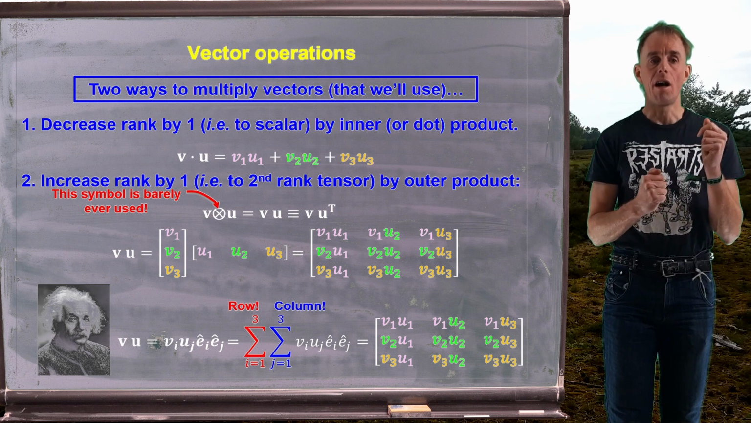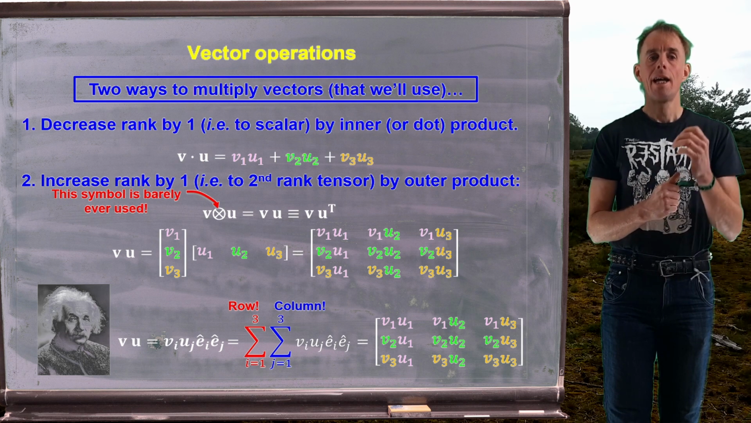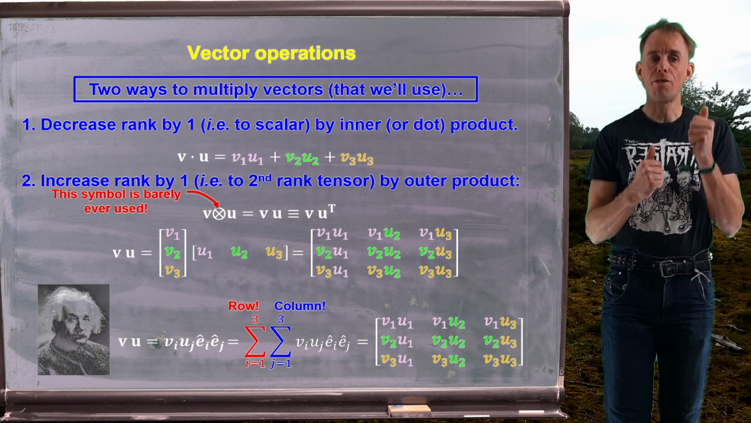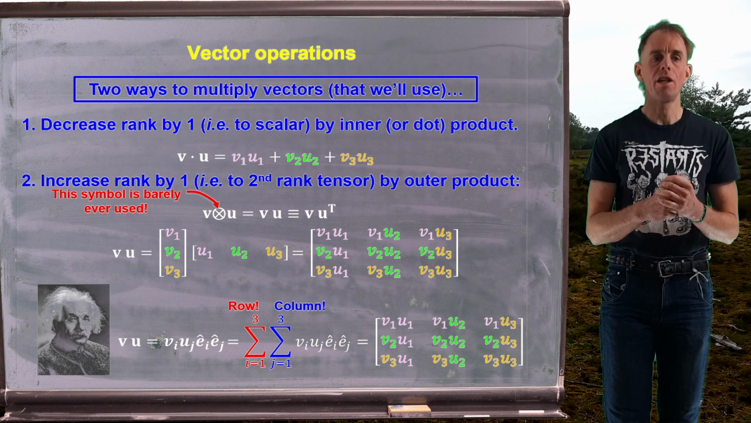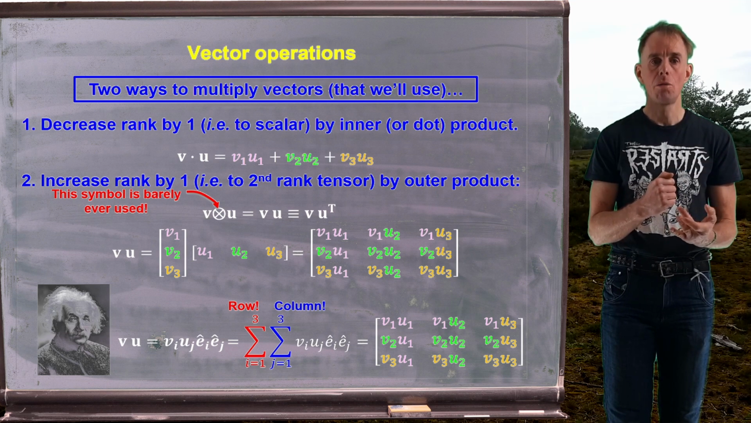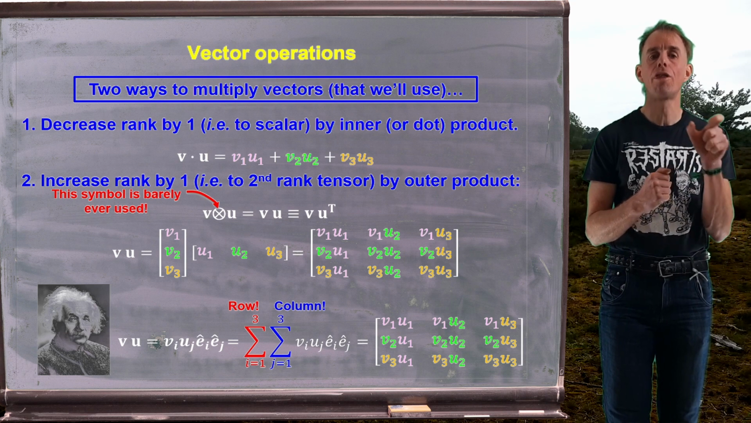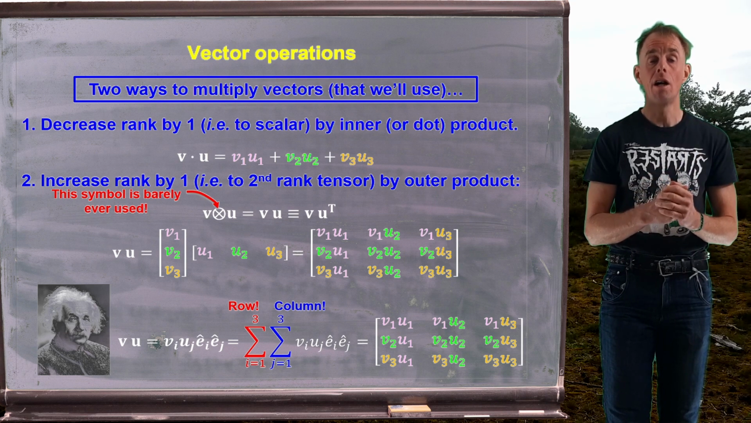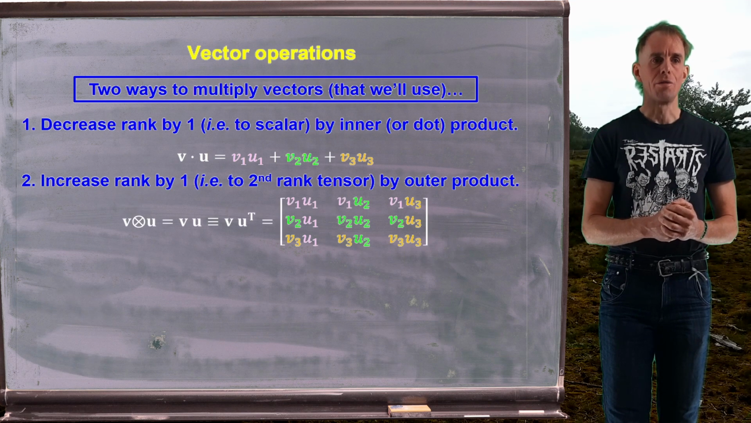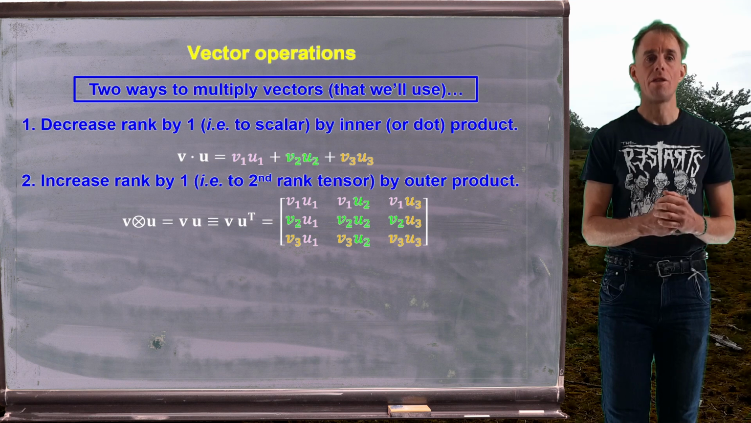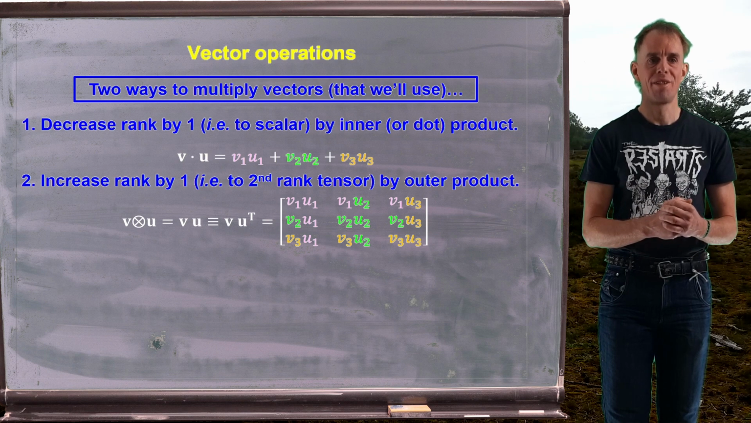So if i equals 1 and j equals 1, we have v1 u1, e1 e1, and so the final result goes in the 1,1 position of the matrix. Likewise, if i equals 1 and j equals 3, we'll have v1 u3, e1 e3. So that is the 1,3 position, the top right-hand corner of the resulting matrix. So we can decrease rank by 1 with inner products, we can increase rank by 1 with outer products.